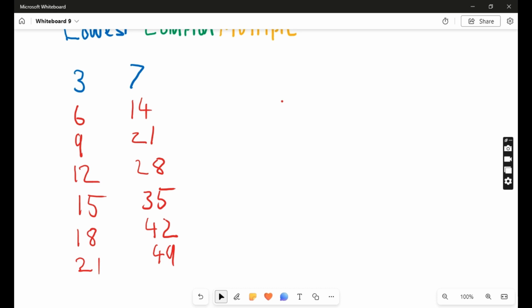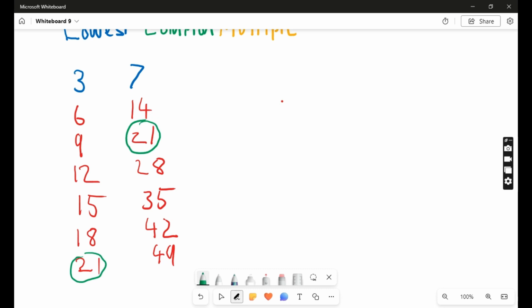And finally, we have a match. So as you can see, the multiple of 3, 21, and the multiple of 7 is the lowest common multiple. That means the lowest multiple that both numbers share. So this will take a long time if we're looking at more complicated numbers.